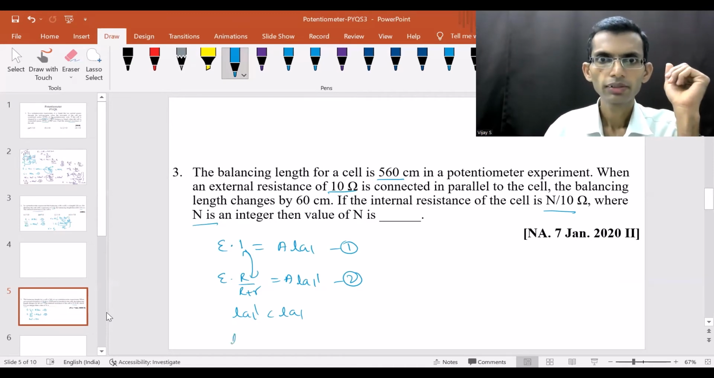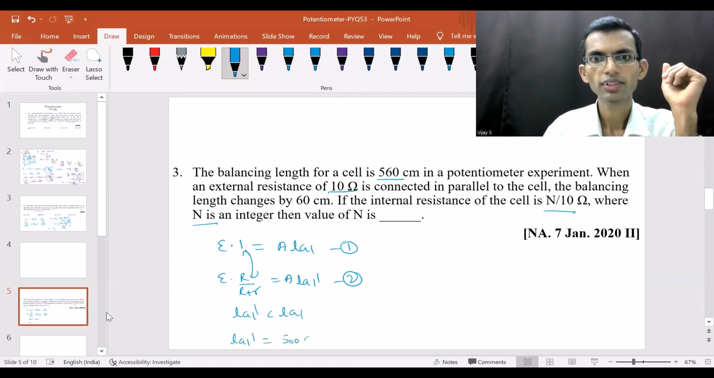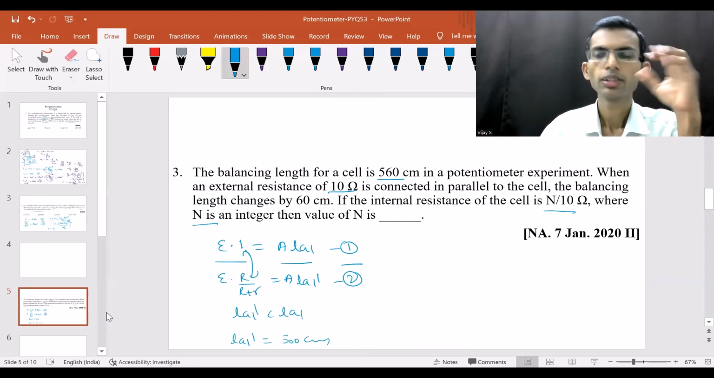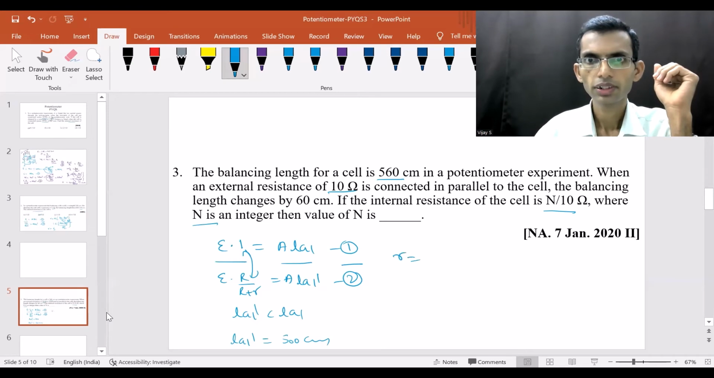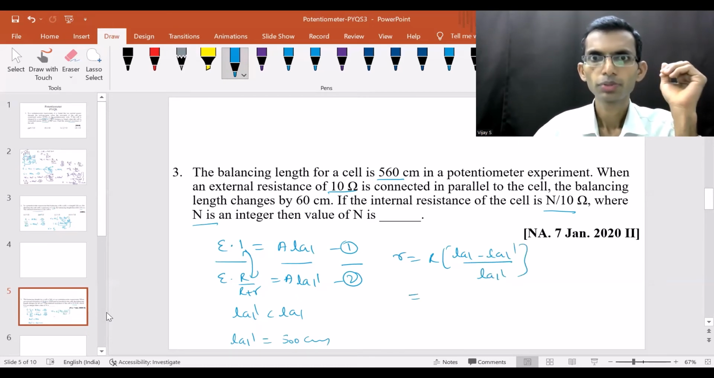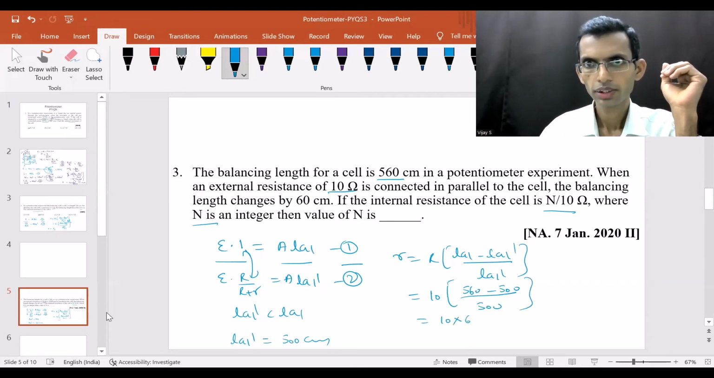That means LA1 dash is going to be 60 centimeters less, which means 500 centimeters. That's all. Right. So when we divide these two equations and simplify, what we are going to get? We are going to get R is equal to R into (LA1 minus LA1 dash) by LA1 dash. Right. So when we substitute this R value 10, LA1 he gave 560, LA1 dash is 500. So what we are going to get? 10 into 60 by 500.